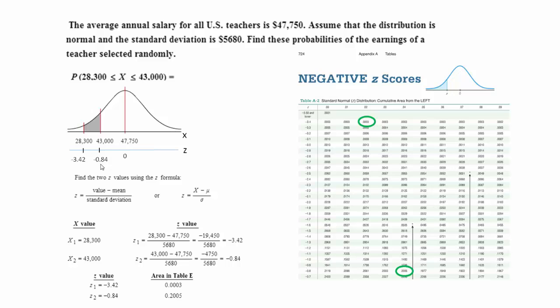So as you recall, when we went through the standard normal distribution, we're going to take the area associated with the right-hand value and subtract the area associated with the left-hand value. And when we do this, we're going to get the probability that the randomly selected teacher earns between $28,300 and $43,000 is 0.2002.